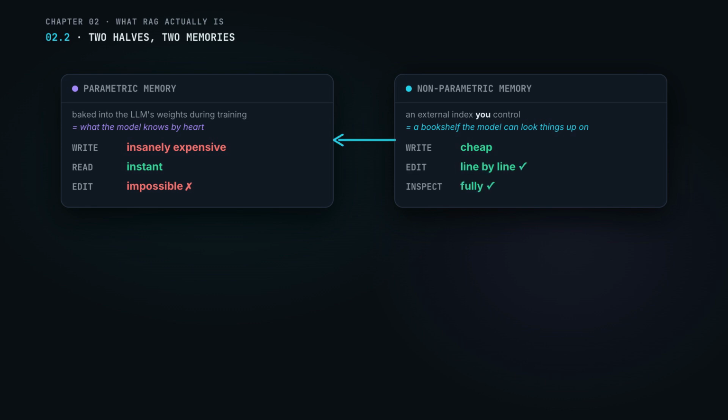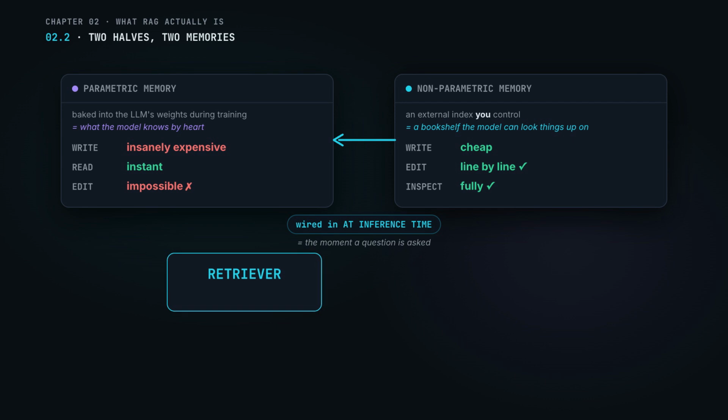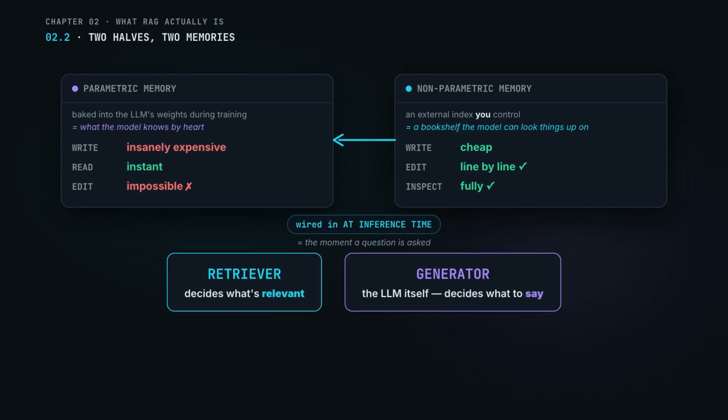RAG wires the second memory into the first at inference time. Inference time simply means the moment a question is asked. And that gives you the 2 components every RAG system has. The retriever, its only job is deciding what's relevant, and the generator, the large language model itself, whose job is deciding what to say about it. Keep those responsibilities separate in your head. When RAG fails, the first diagnostic question is always, which half failed?